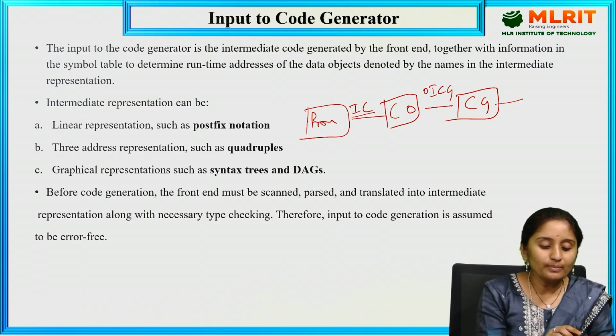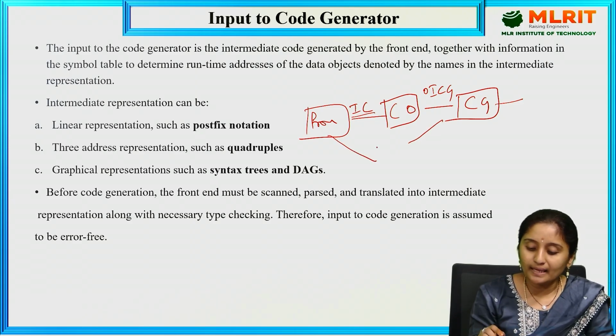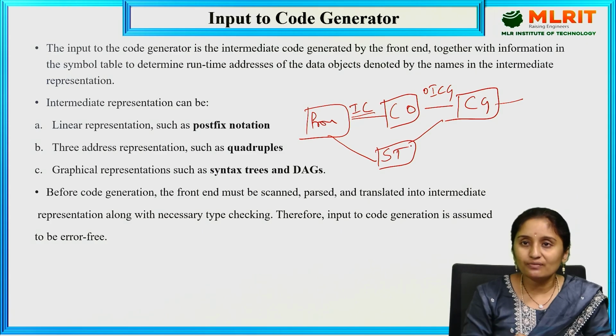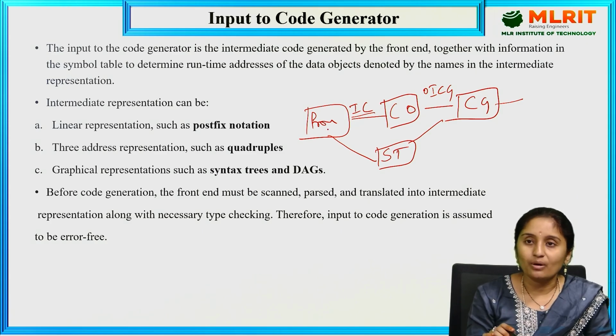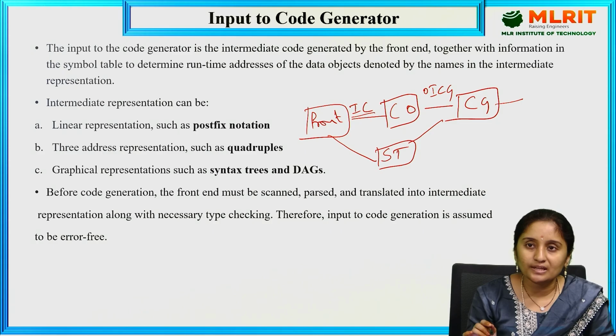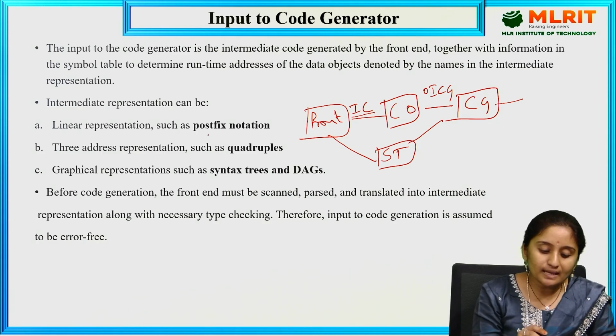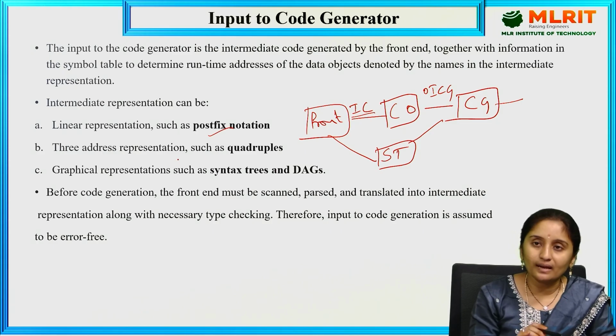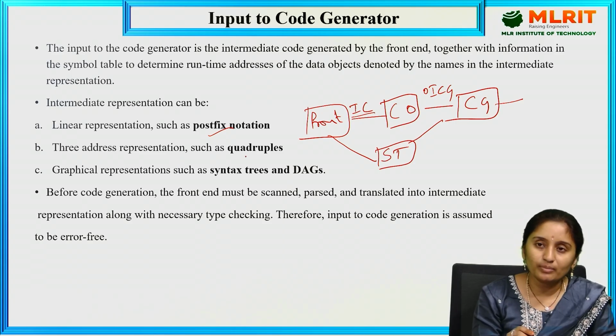Here the front end and the back end are connected with the symbol table. All the data is stored from the front end and used by the back end, that is, by the code generator and the code optimizer, where the tokens, the variables, and the addresses of those tokens are stored. All those data are used by the code generator and the code optimizer. Here the intermediate code representation can be done in different forms: the postfix notation, and the next one is the 3 address representation. The 3 address representation can be done using quadruples, triples, and indirect triples.